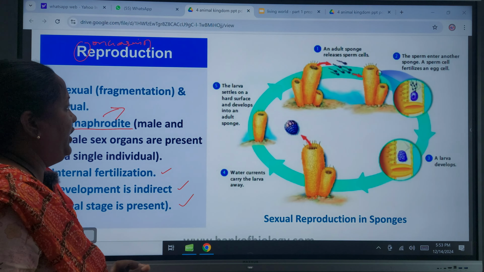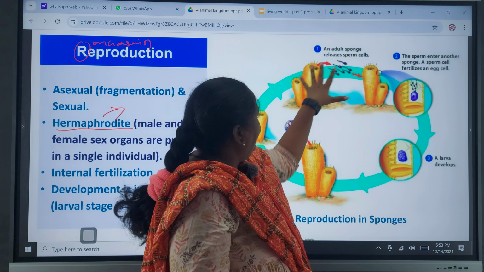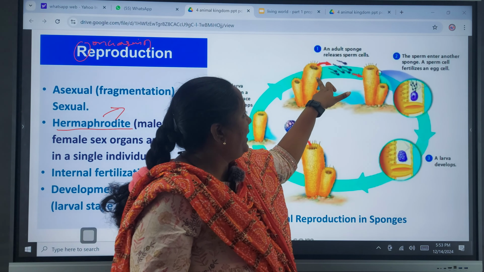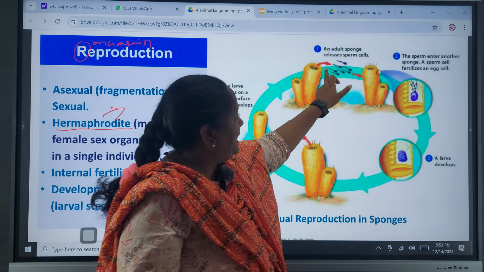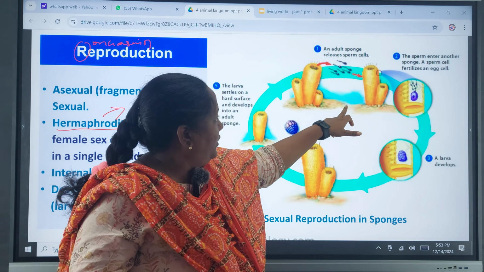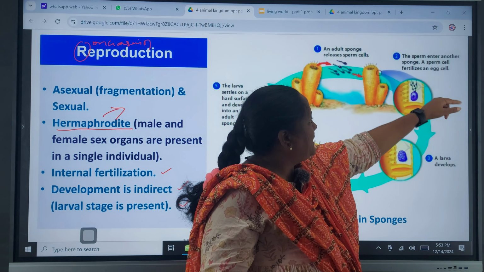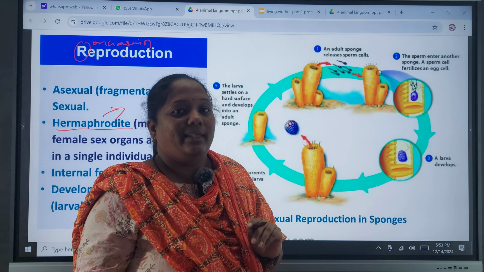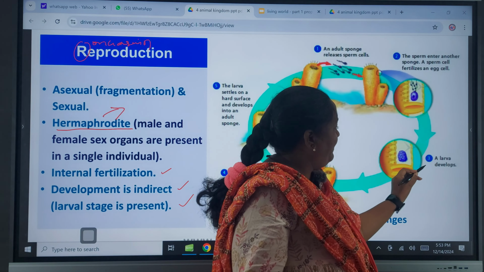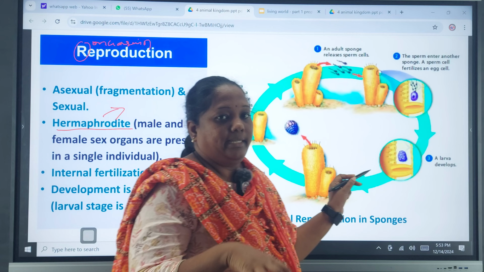Let's see how the reproduction occurs. I will show you. Observe the diagram here. This is a sponge. An adult sponge releases sperm cells. Okay, these sperm cells come out and enter into another sponge. A sperm cell fertilizes the egg cell. After fertilizing the egg cell, it becomes a larva inside the body of the sponge.